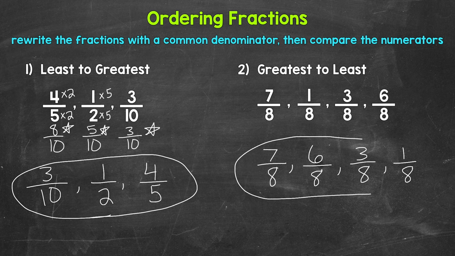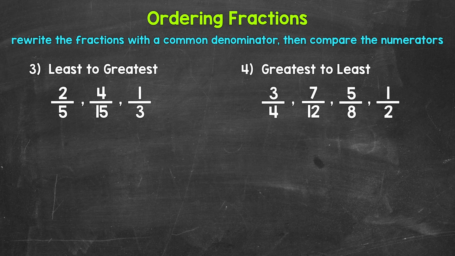So here are our fractions in order from greatest to least. Let's move on to numbers 3 and 4. Here are numbers 3 and 4, and these are going to be our tougher examples compared to numbers 1 and 2. For these, we don't have common denominators to start, and all of the fractions are pretty close in value. We can't just look at these and the order is obvious.